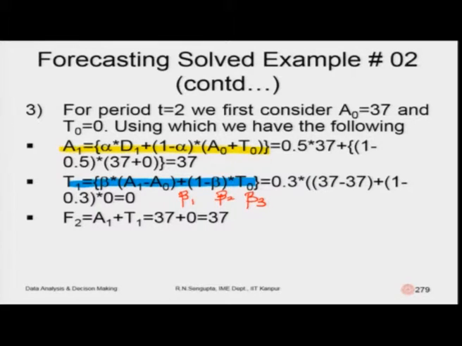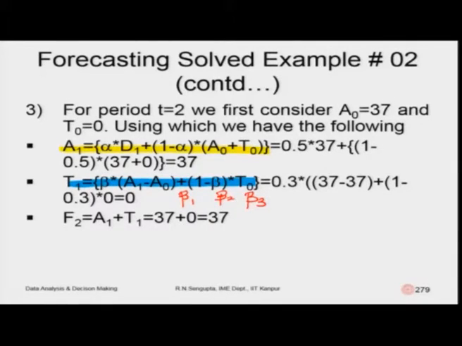Hence, the equation becomes 0.3 into the difference between A naught and A1, which is 0 because 37 minus 37 is 0, and 1 minus 0.3 is basically 70% or 0.7 into T naught, which you have already considered as 0. So, the value becomes 0. So, initially T naught is 0, T1 is also 0. Based on that, we find out the forecasted value for time period 2, which would be the trend plus the fluctuation, it comes out to be 37 plus 0 is equal to 37. I will come to the detailed tables within a few minutes.